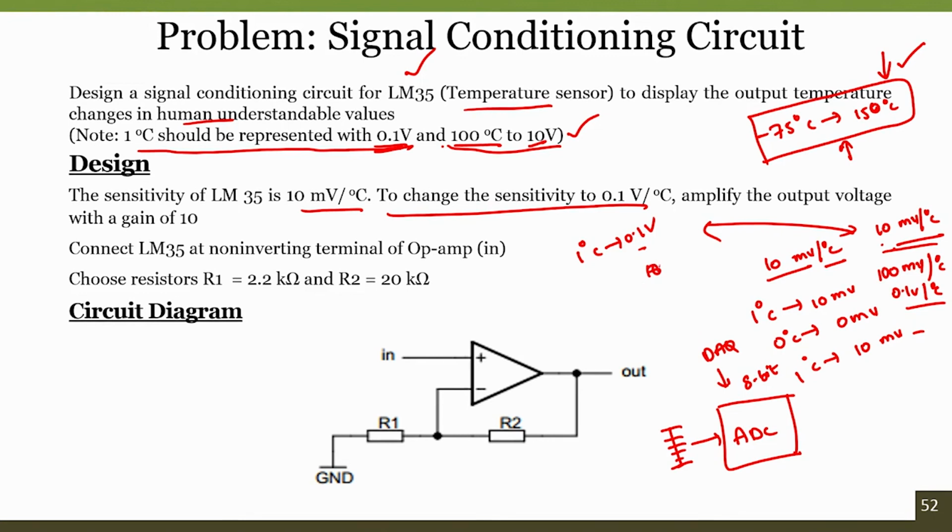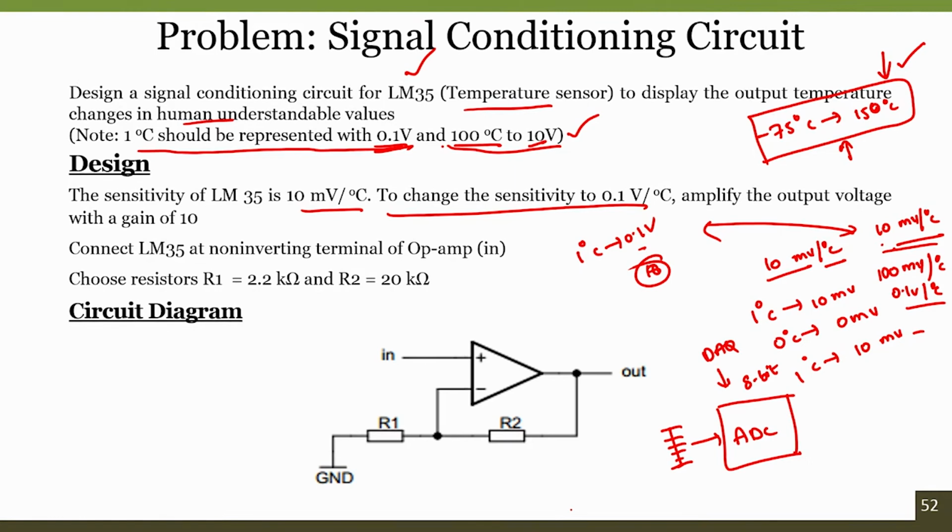Now, how do we design a signal conditioning circuit to have a gain of 10? One thing we have to understand is what kind of output the temperature sensor is giving. It is directly a voltage. Since it is an output voltage, we do not have to think about conversion of a resistance to voltage. We can directly use it.